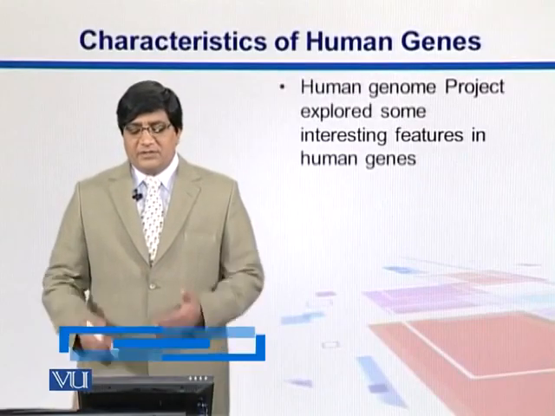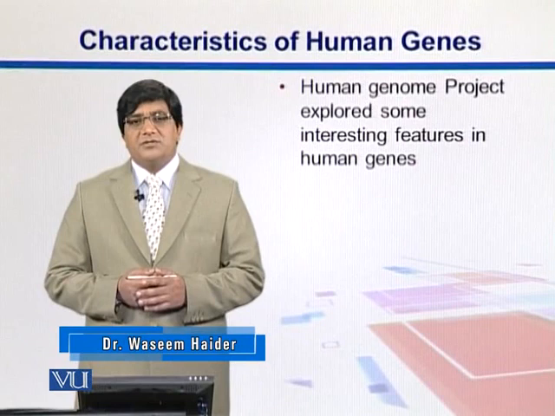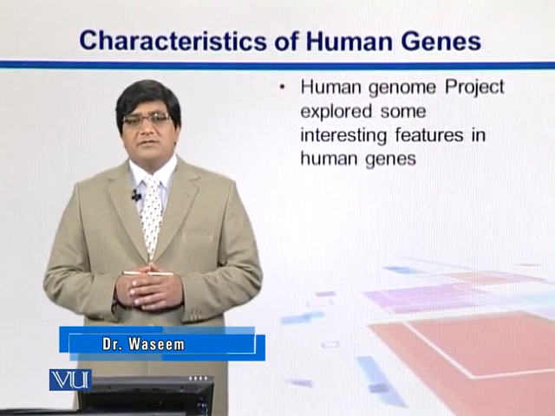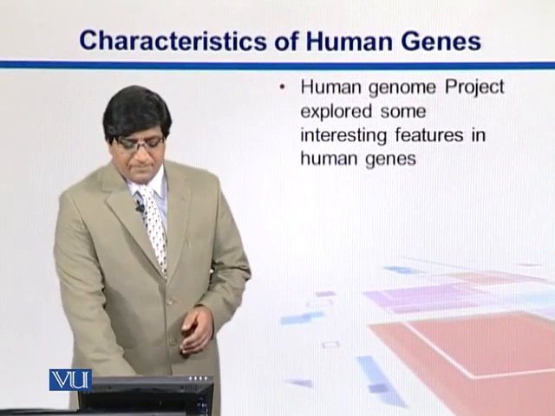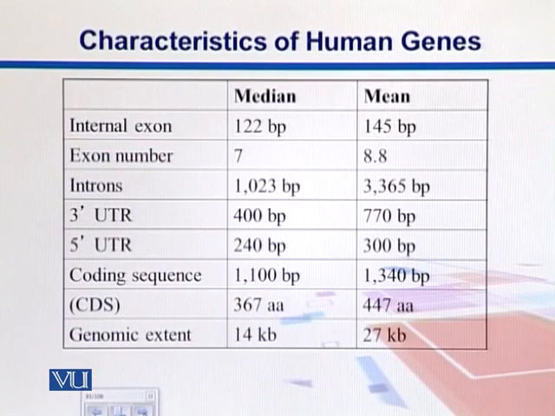So if we look into the different genes, the Human Genome Project explored some interesting features about the human genes, which we can see statistics of over here. Median in statistics is the middlemost value, whereas the mean is the average. If we look into the structures of introns and exons in proportion, we see that exons are relatively small and introns are large. The internal exons, which are not the external but internal, are separated by introns.